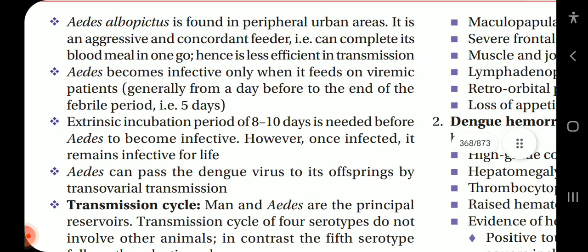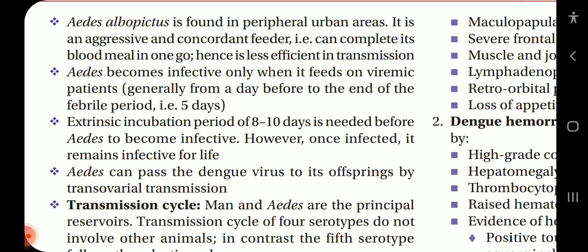Aedes albopictus is found in peripheral urban areas. It is an aggressive and concordant feeder, that is, it can complete its blood meal in one go, hence it is less efficient in transmission. Aedes become infective only when it feeds on viremic patients, generally from the day before to the end of the febrile period, that is 5 days.